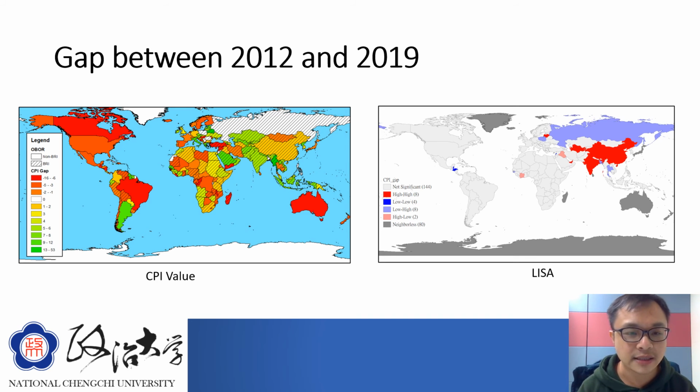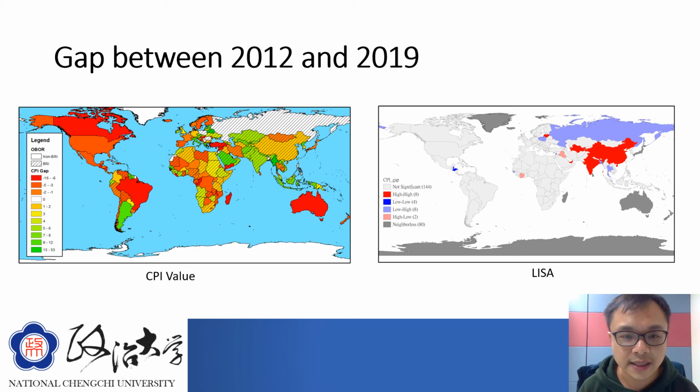So if we look at the left-hand side, the CPI value, basically what I did is I used the CPI value in 2019 to deduct the CPI value in 2012. So you can see if a country is green, that means the country is improving its CPI value. But if a country is red, that means it's decreasing. It's getting worse and worse.